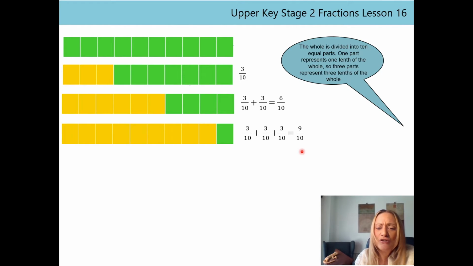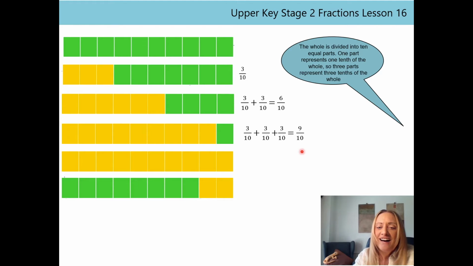What did you have for your pictorial representation? Did you have something like this? Yes, excellent. So we had to have 2 bars, didn't we? Why have we got to have 2 wholes now? Why have we got to have 2 wholes? Because I needed 3 more tenths. Well done. Did you write this calculation? Excellent.